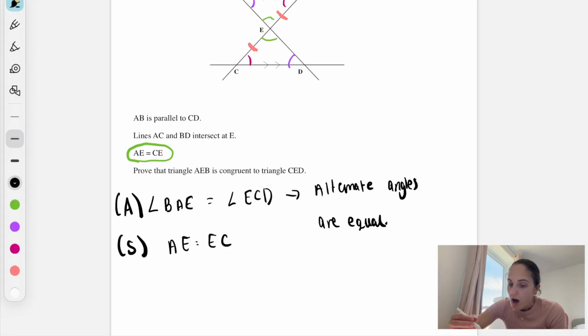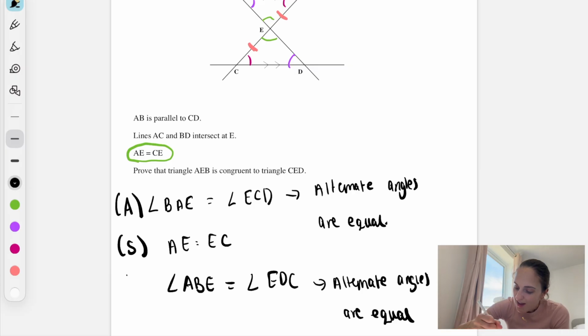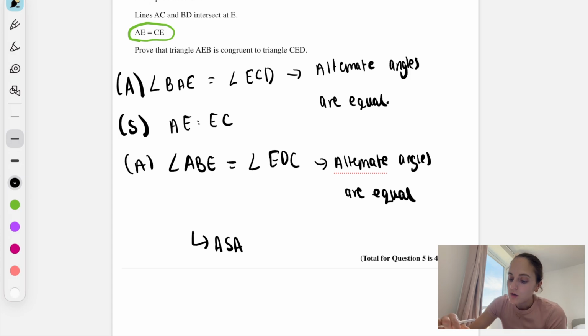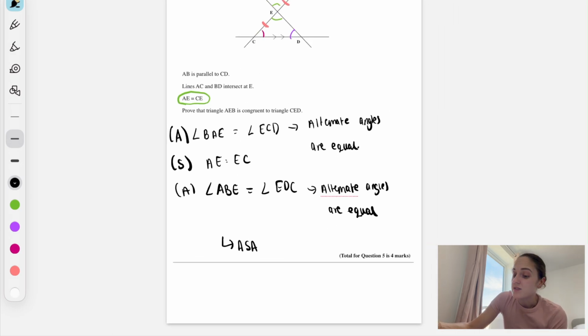And finally, I'm going to put angle ABE is equal to angle EDC, again because we have alternate angles. And so we have ASA. So the final mark is given by saying ASA, and so our triangles must be congruent. So that is the answer to this question.